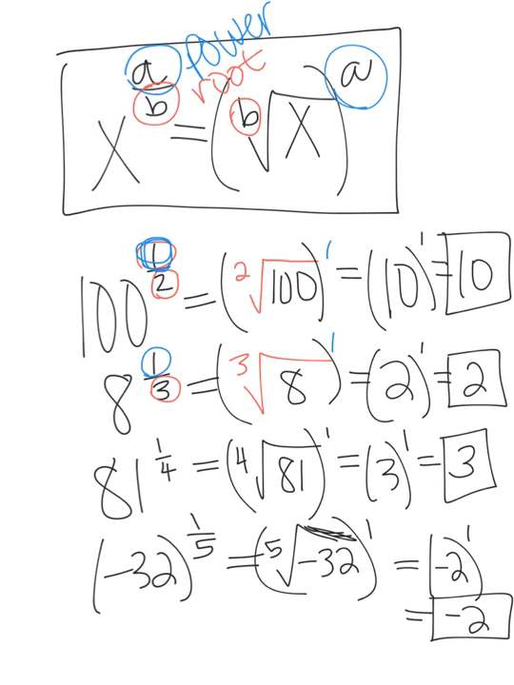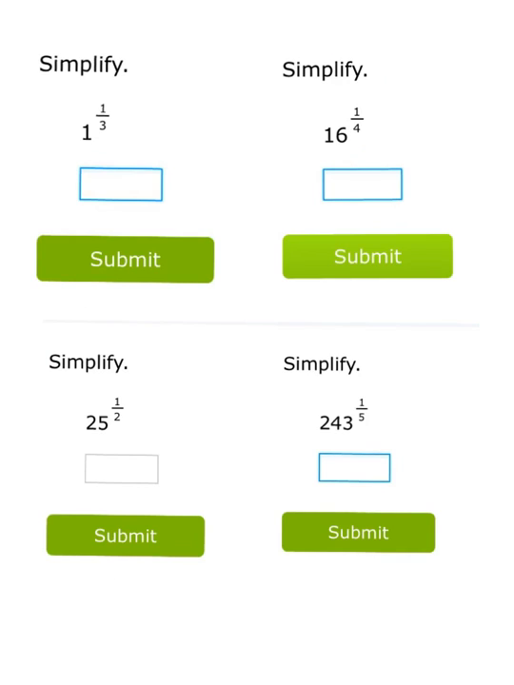Now let's look at some of the IXL examples you will see. All right, so 1 to the 1/3. I would rewrite this as a radical. So my root is 3. I put my base under the radical, and I would raise it all to the first power. So this would be the cube root of 1, which is just 1, raised to the first power. So this would equal 1.